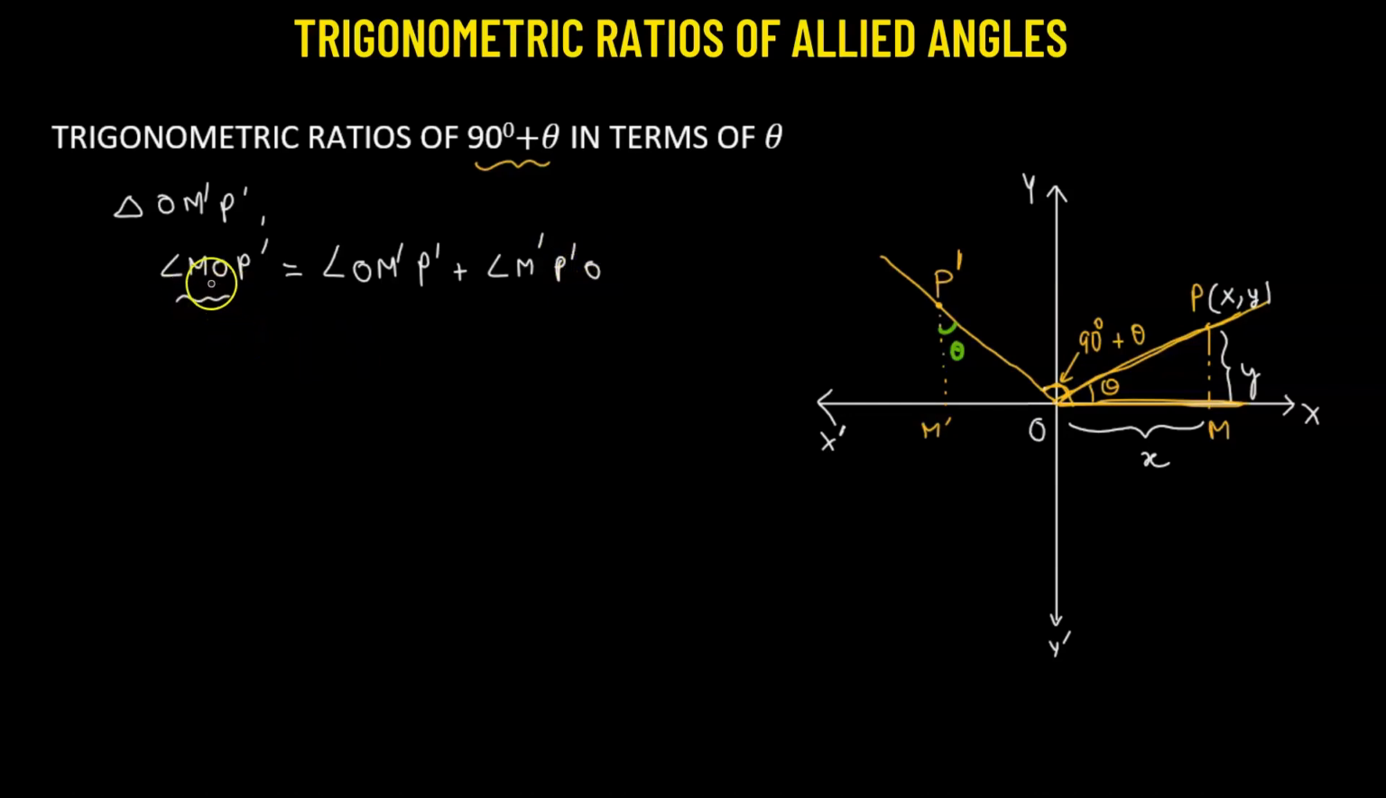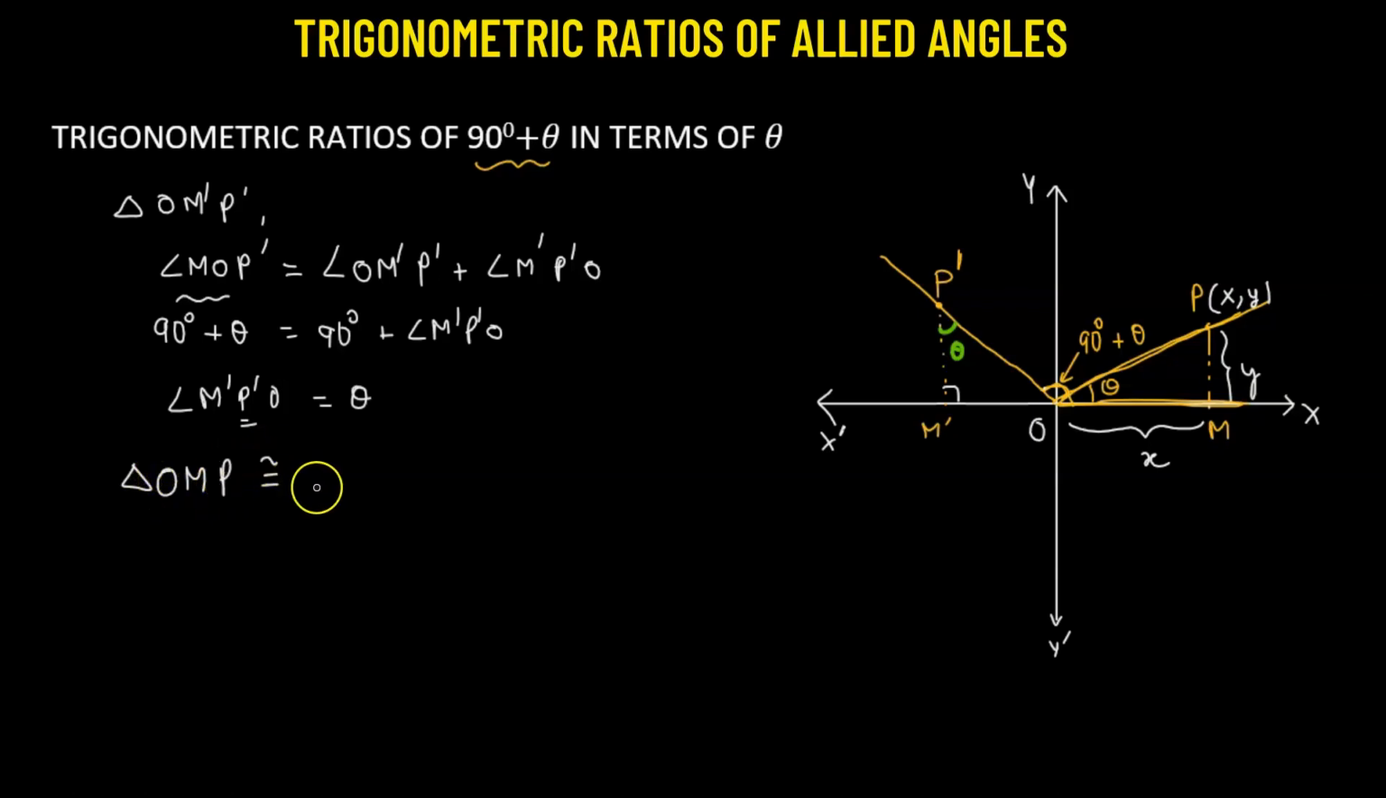Fine. Now we have already defined angle MOP prime as equal to 90 degrees plus theta, which will be equal to angle OM prime P prime plus angle M prime P prime O. So when we solve for this, we're going to get M prime P prime O, which is the angle at P prime, equal to theta. So we have defined the angle theta. Now we can also show, which I'm leaving as an exercise for you to try out, that triangle OMP is congruent to triangle OM prime P prime.